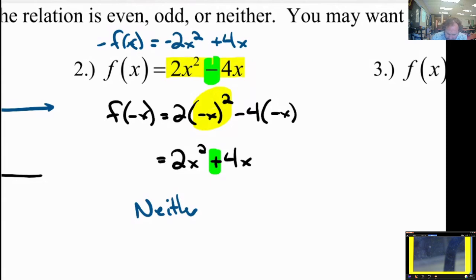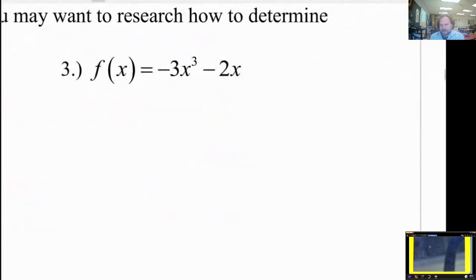I'm just going to say neither. Let's take a look at number 3. Now, number 3 is a good example of one that you can tell right away, before we even start the problem. I'm going to tell you this is an odd function, and the way I know that is because the degrees of both of the x's are odd. And you'll see exactly what happens in a minute.